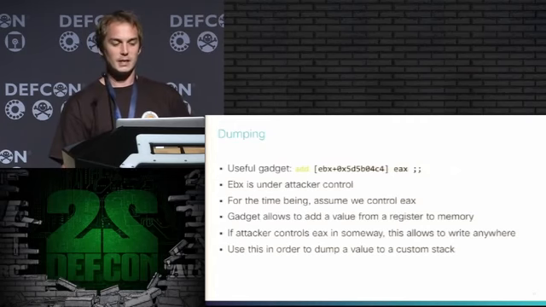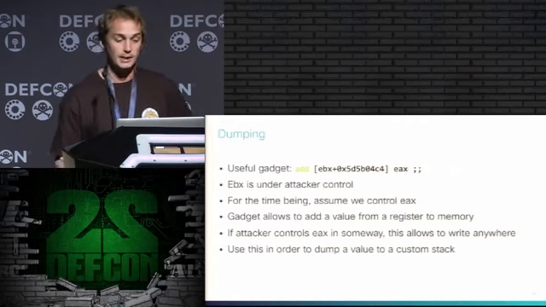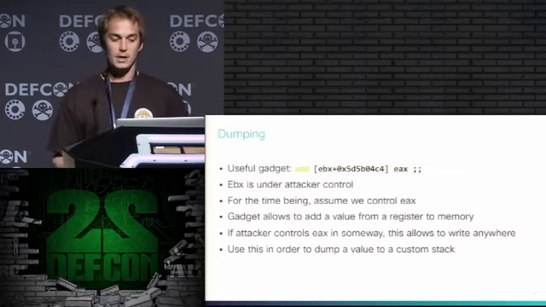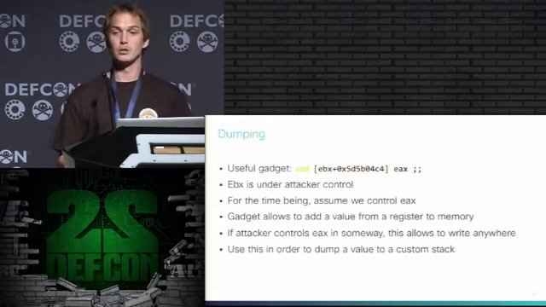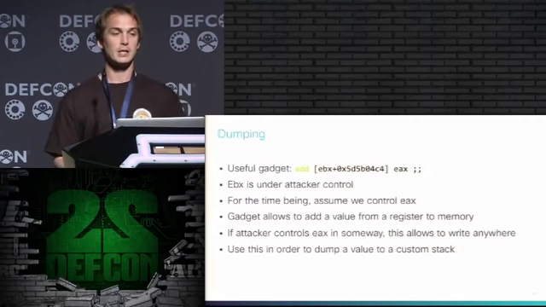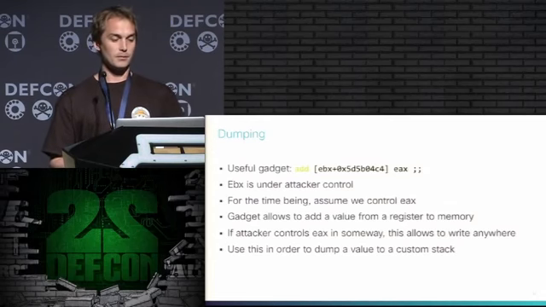So now the reverse. Once I've got a value I'm interested in a register, I can dump it into memory, right? So this allows me to create my fake stack frame. Assuming that I control EAX, I can build a fake stack frame at the address pointed to by EBX. So that means that by chaining these calls, I can copy my shellcode into a frame I control and then trigger execution of it.